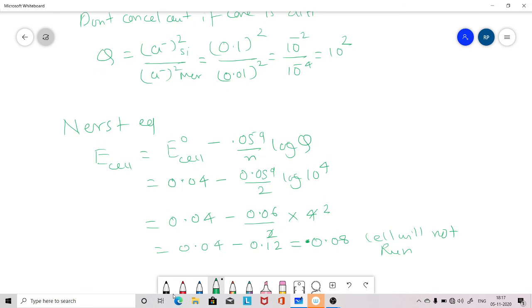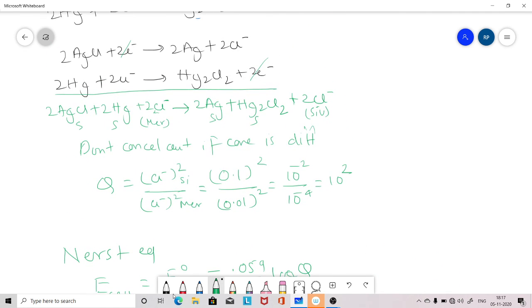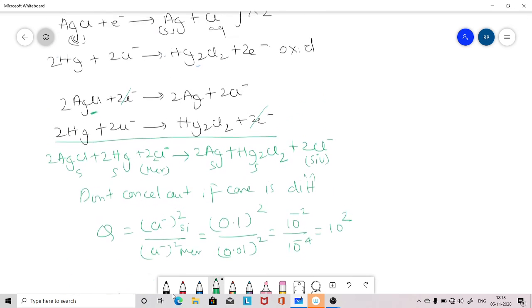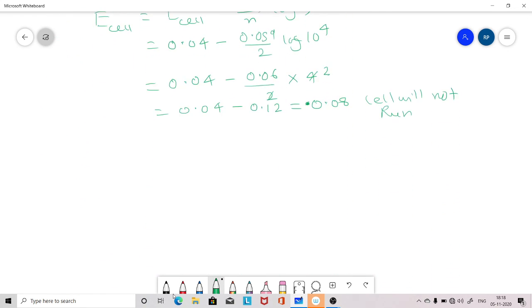Here silver is reduced in AgCl, so that is not the case. The opposite case will be true. So here the opposite case, that is your second case, we can take as this one.